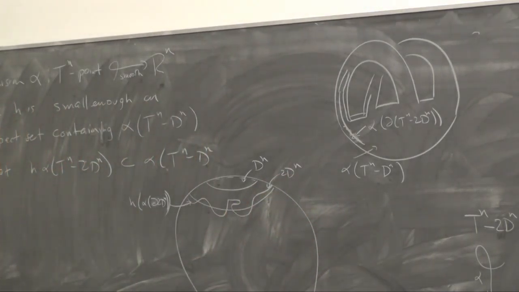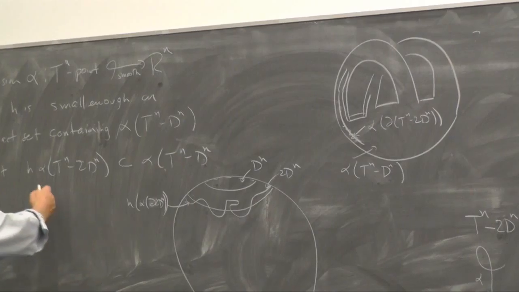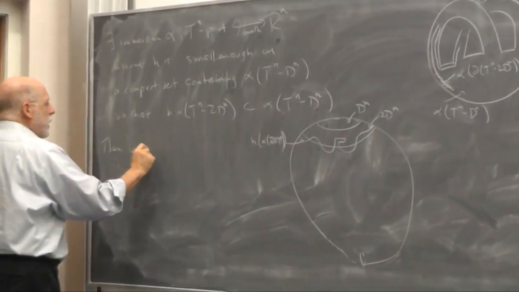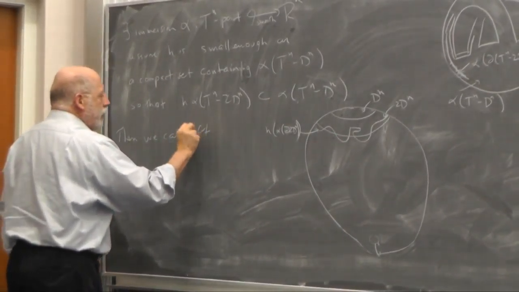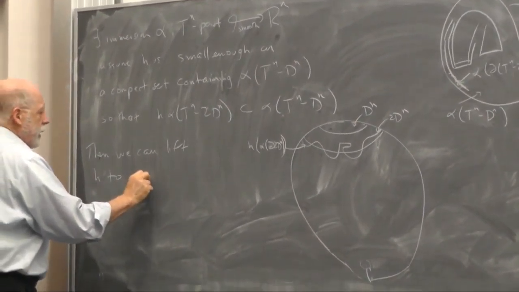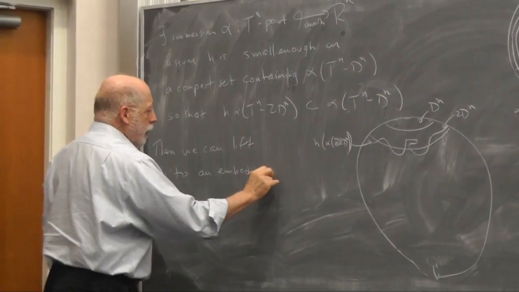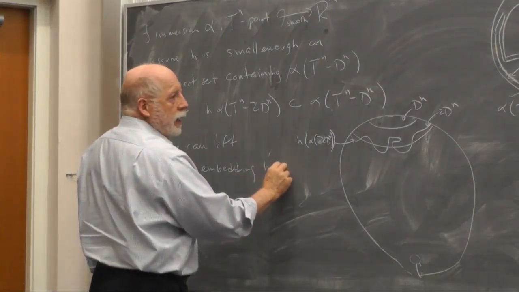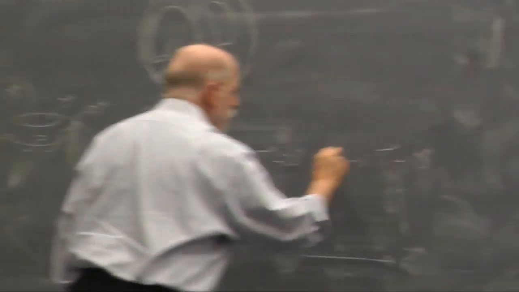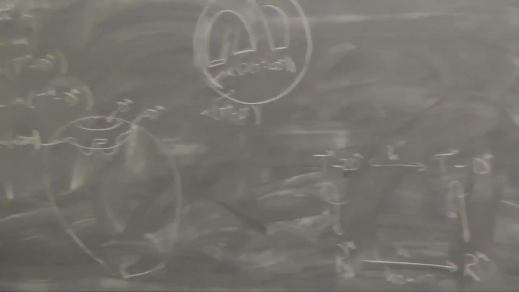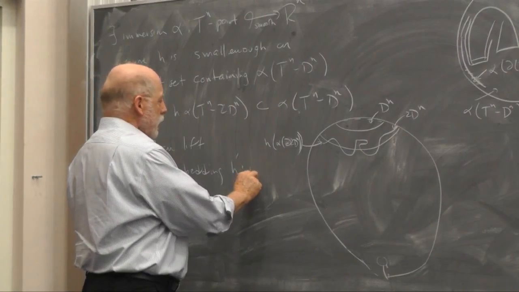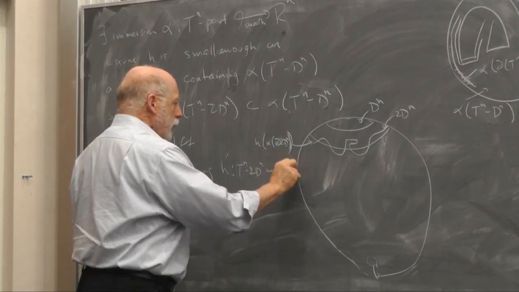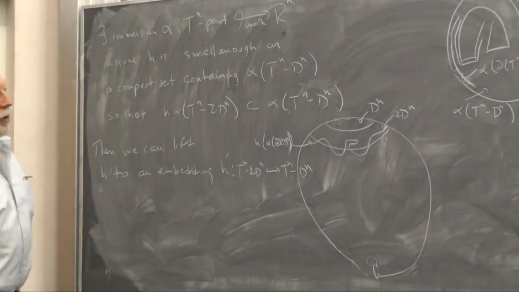So I don't want it to move too much. I guess that's going to be clear by now. I'm probably belaboring it too much. So that this is true. Then we can lift H to an embedding H prime, or give it any name, and that'll be this map. So we lift it. We lift it into that embedding.